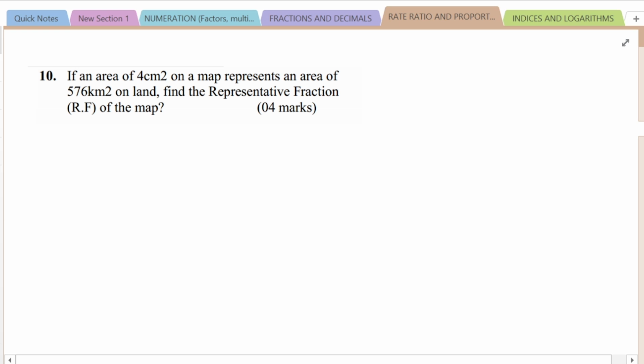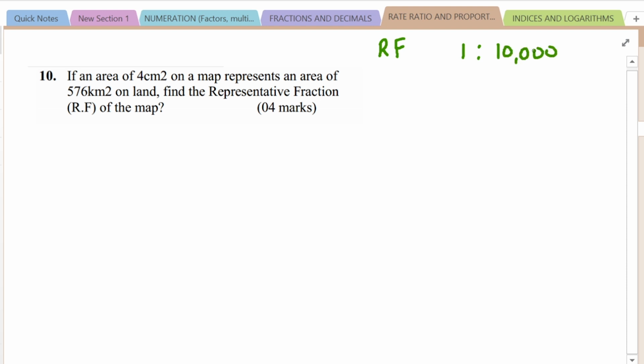If an area of 4 centimeters squared on the map represents an area of 576 kilometers squared on the land, find the representative fraction of the map. So of course, a representative fraction is simply a ratio of a specific unit on the map to a unit on the actual ground. For example, representative fractions, which are mostly denoted by RF, you can find that it's going to be maybe 1 to 10,000.